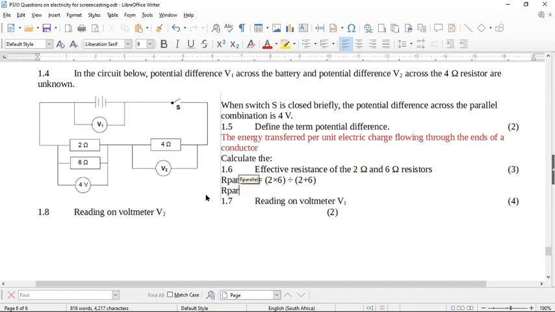Okay, so R parallel is going to be equal to 12 divided by 8. So my parallel resistance is going to be 1.5 ohms. No unit, no mark. Okay, so this is my parallel resistance. Now it says to calculate the reading on voltmeter 1. Now voltmeter 1 is the total voltage in the circuit.